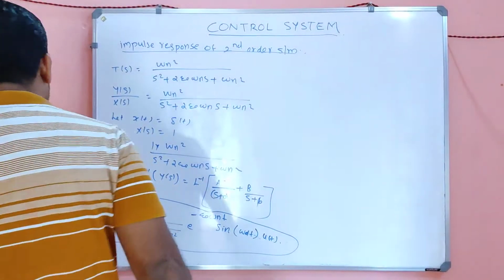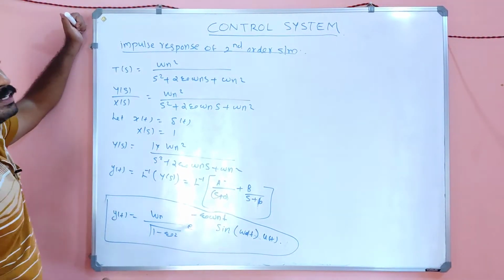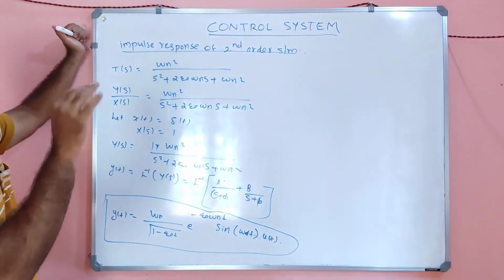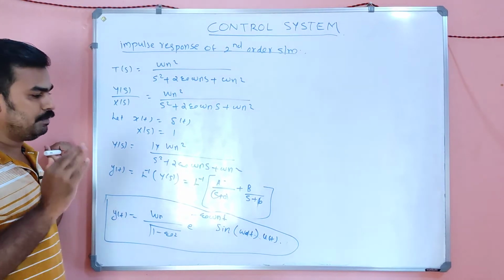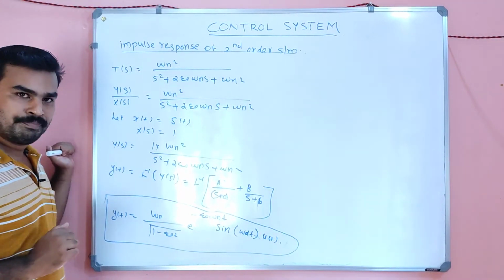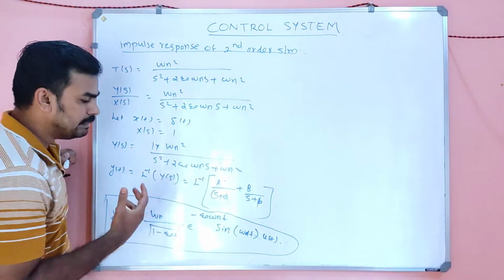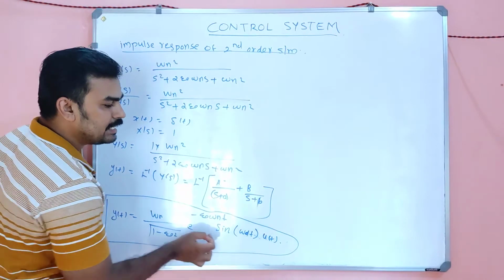But for competitive examination it will not be asked definitely. So this y of t only you have to remember, what will be the structure of y of t. Omega n divided by root of 1 minus eta square, e raised to minus eta omega n t, into sine omega d t, into u of t. So from this you can notice one thing, my dear: the output contains an exponentially decaying sinusoidal term.